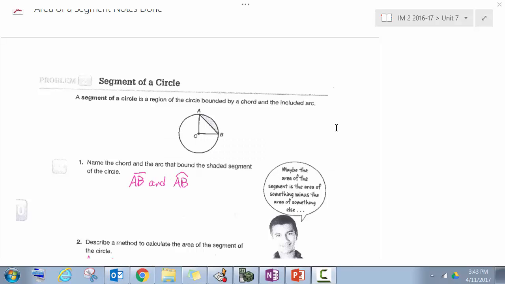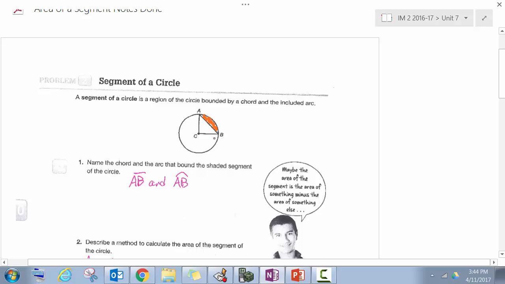Alright, we're going to talk about a segment of a circle. A segment of a circle is bound by a segment and the arc that goes with it. So the segment of the circle here is this little area in between the triangle and the edge of the circle. The crust of the pizza, if you will, something like that.